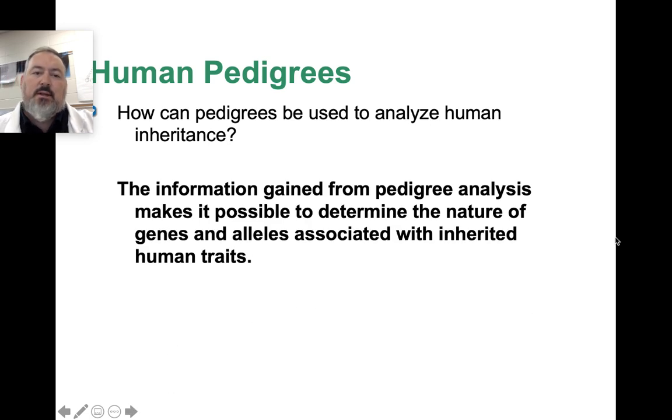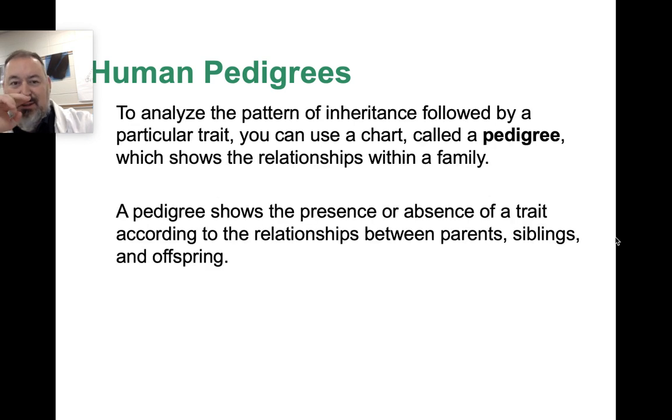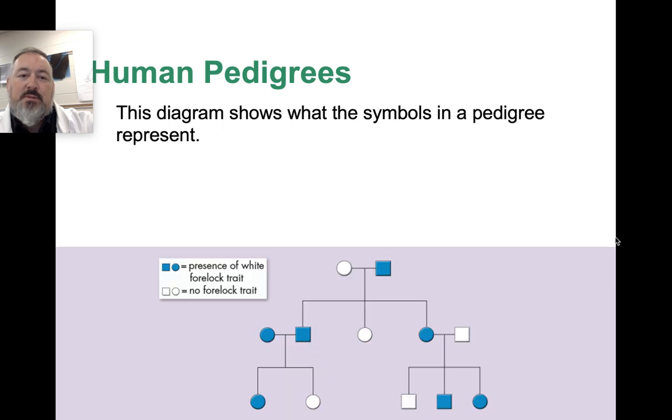With human pedigrees, how can pedigrees be used to analyze human inheritance? The information gained from pedigree analysis makes it possible to determine the nature of genes and alleles associated with inherited human traits. To analyze the pattern of inheritance followed by a particular trait, you can use a chart called a pedigree, which shows the relationships within a family. A pedigree shows the presence or absence of a trait according to the relationship between parents, siblings, and offspring.